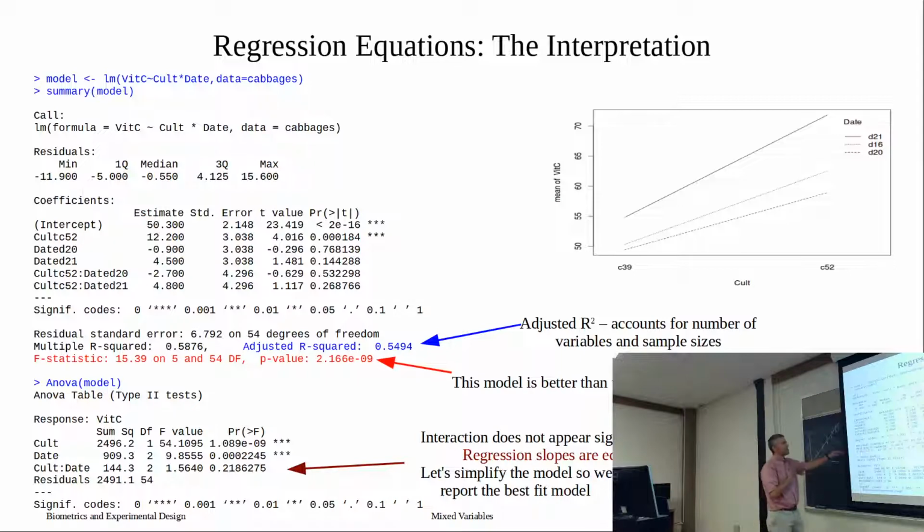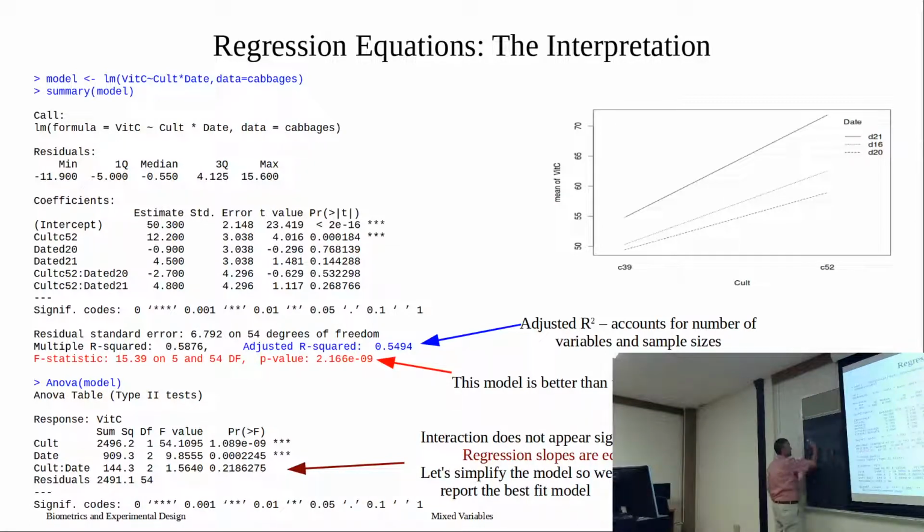We've already mentioned our coefficients. Right now we don't really need them, because we could easily just use the aggregate function to get our averages. What we're interested in is these two lines here. This F statistic gives us 15.39 on 5 and 54 degrees of freedom, and it gives us a p-value. What is that F statistic? What are we testing? This is testing against a null model.